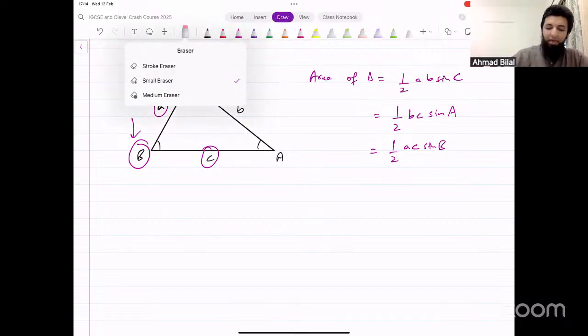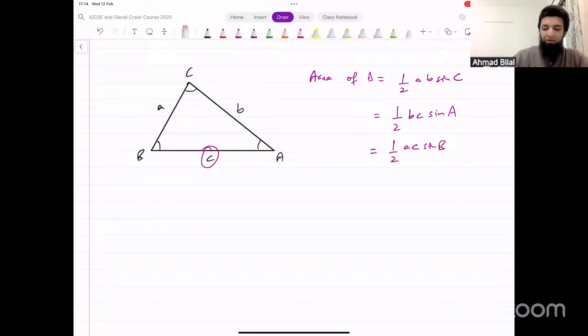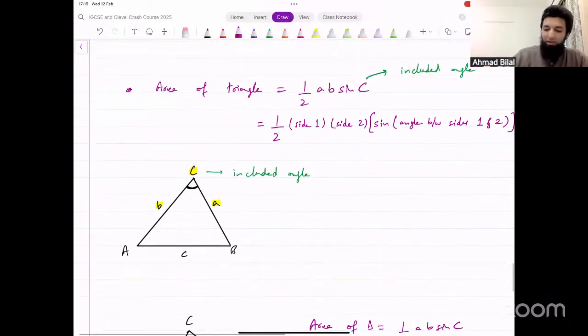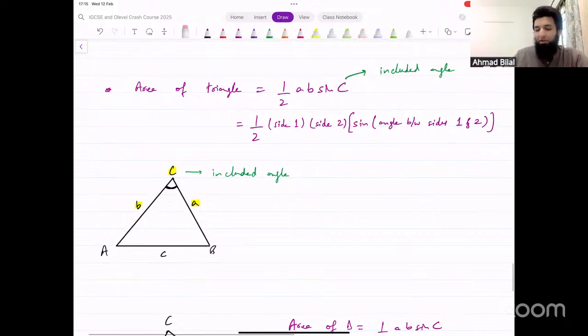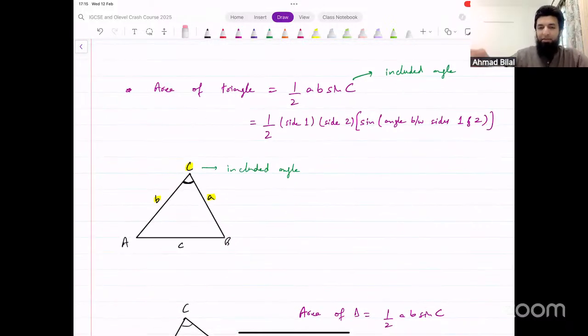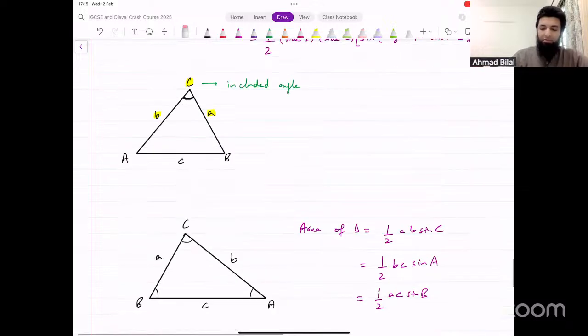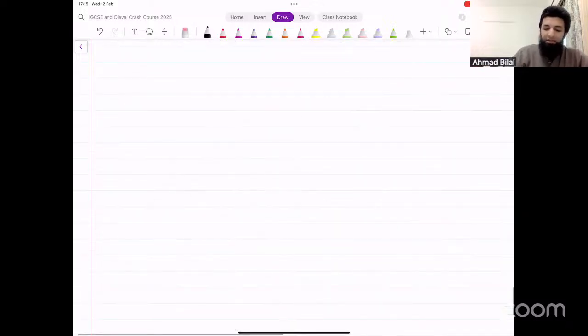So it could be any of these three different forms that you can use. This is what you need to remember. It's any of the two sides, but then the angle that you consider has to be the one that is between those two sides. Okay, that's important to remember. Now let's take a couple of examples.